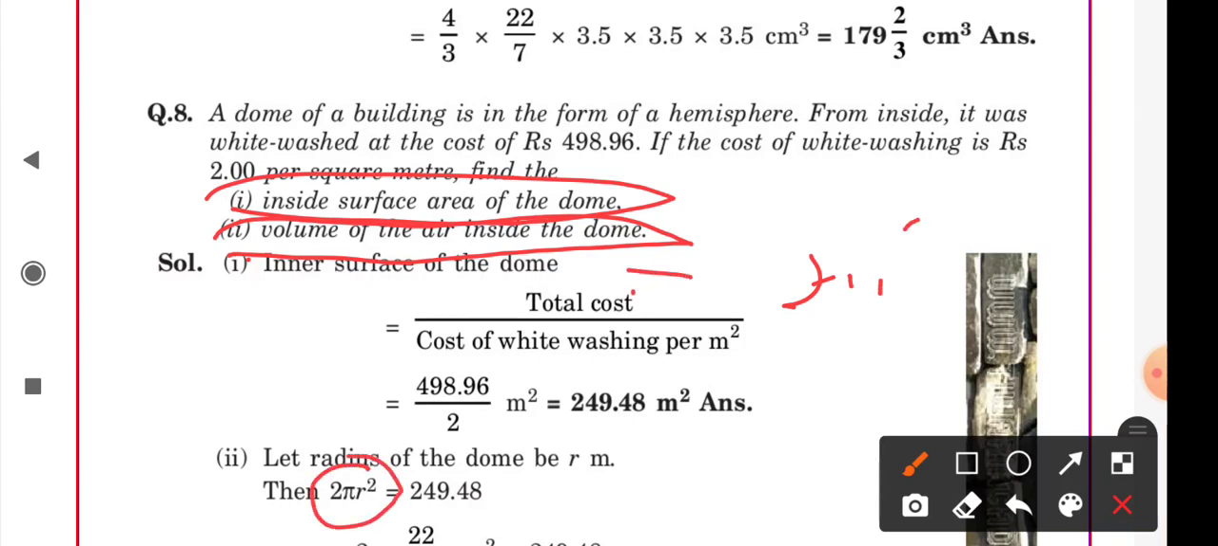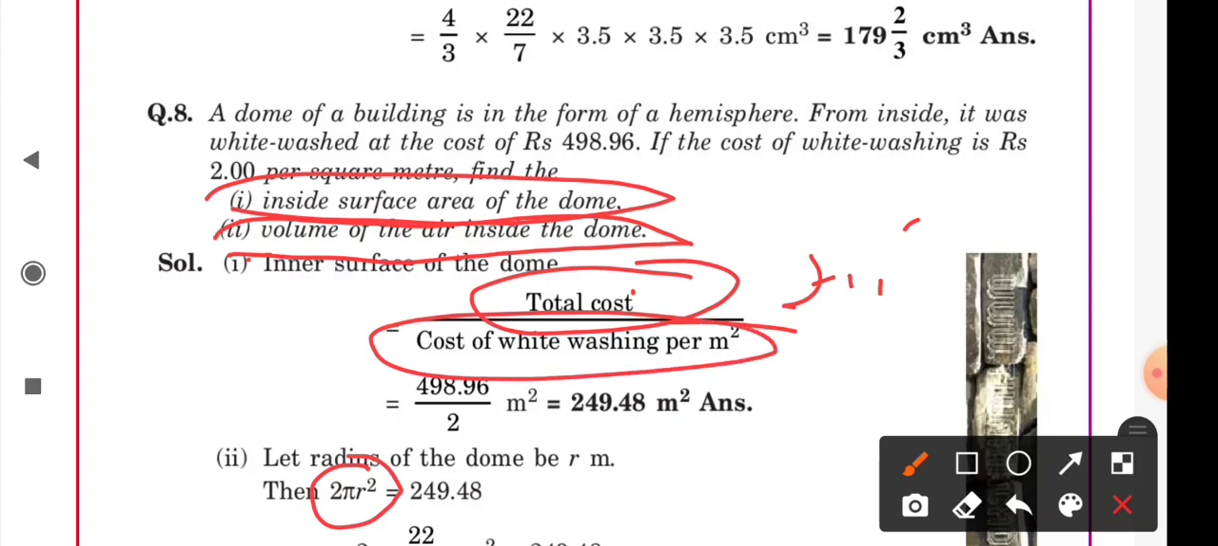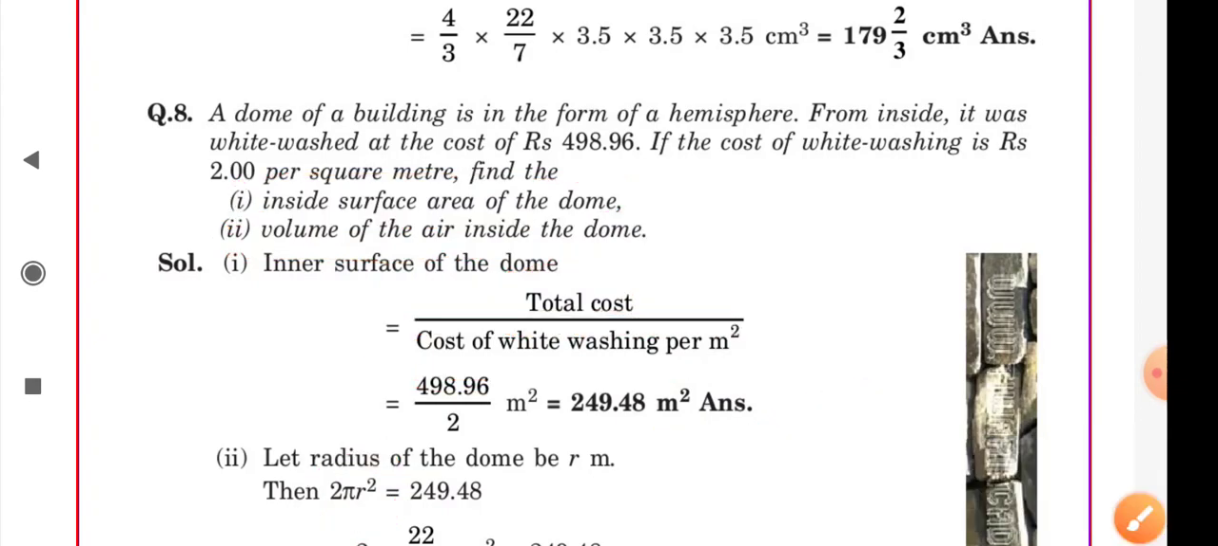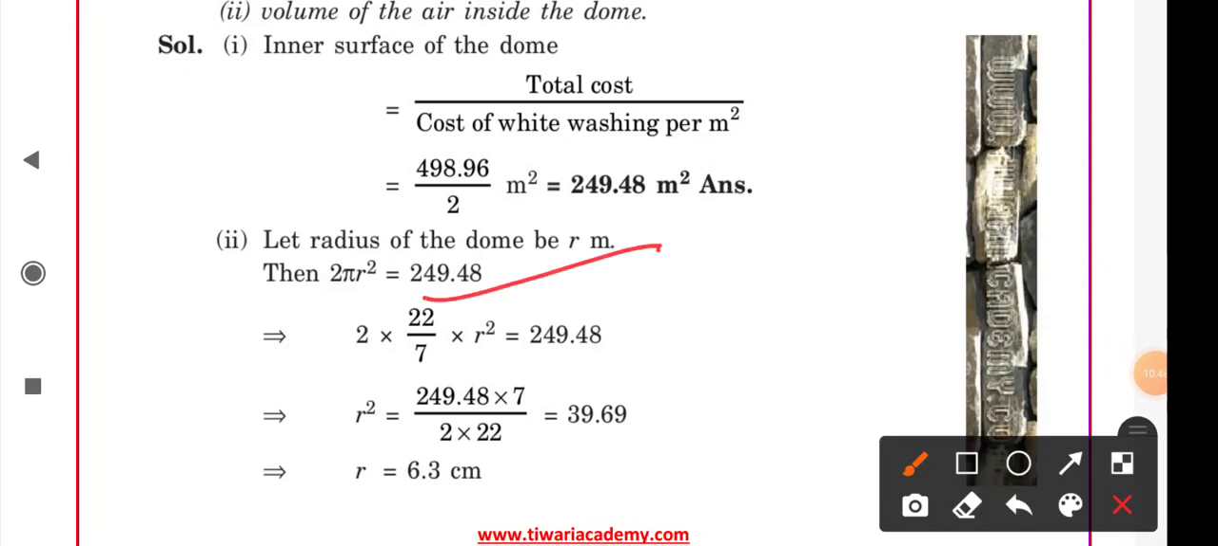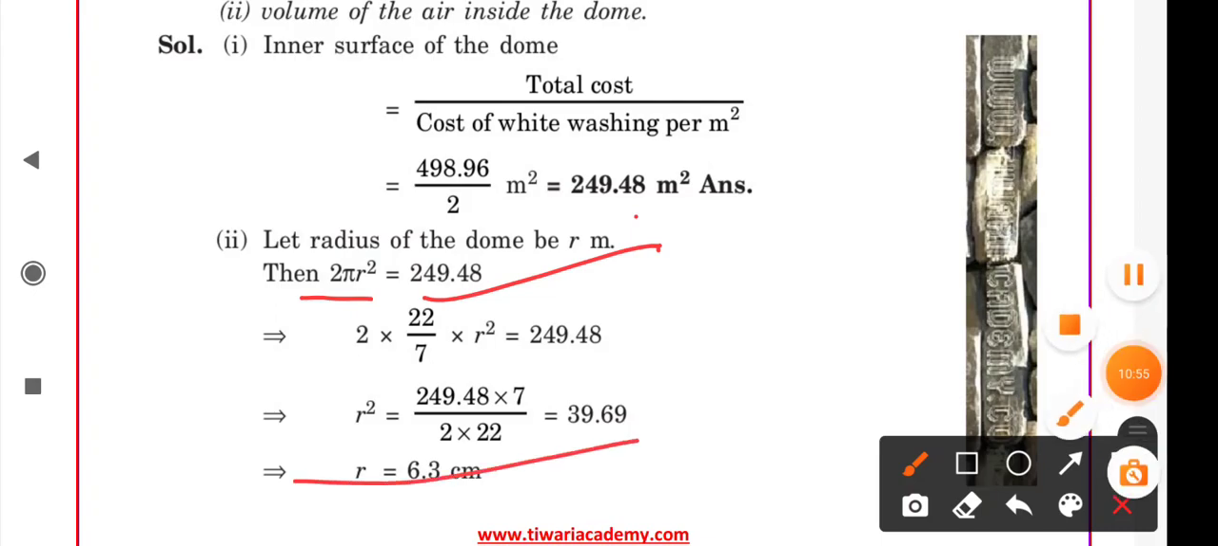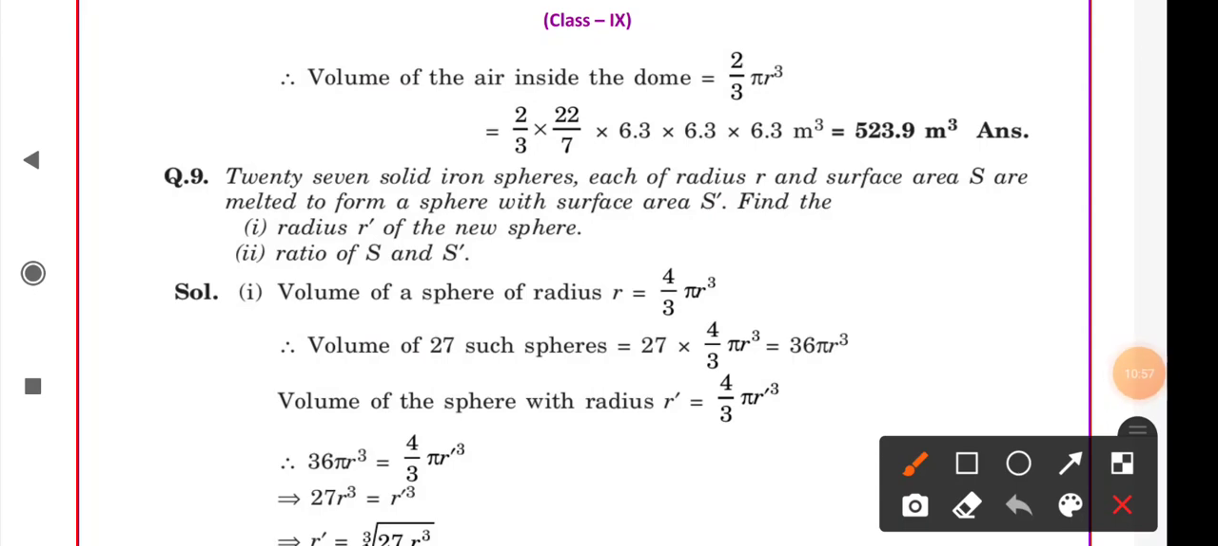But the total cost is given and the rate is also given. So for finding the surface area 2 pi r square, you will divide the total cost by the cost rate and you will get this is the surface area. Now this surface area you have found out in the first part. You can see that it's 249.48. So it is 2 pi r square. You will substitute all the values. Therefore the value of r will be 6.3. Now the volume of the dome will be 2 upon 3 pi r cube. You will substitute the value and you will get the answer.